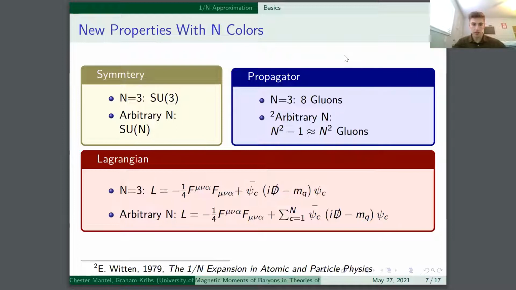And once again, gluons are what actually mediate that interaction. And at the bottom, you can see how the Lagrangian actually changes. Now you're summing over, instead of just 3 quark colors that are indexed by C, you have n of them. This could be very important for when we actually talk about how we then make calculations.